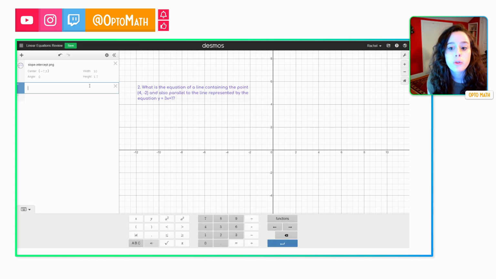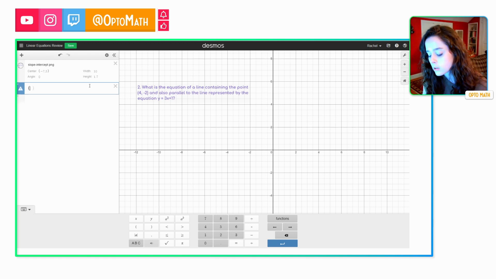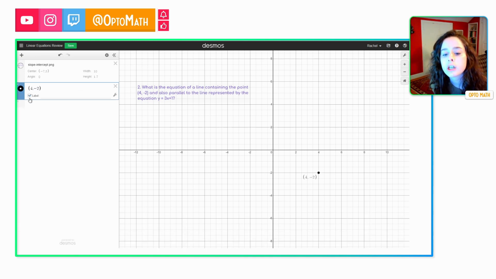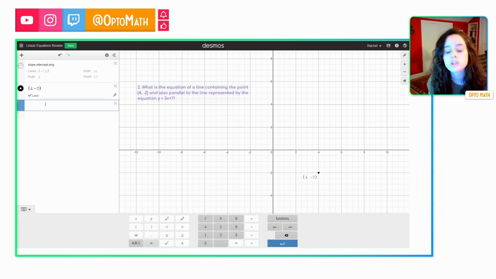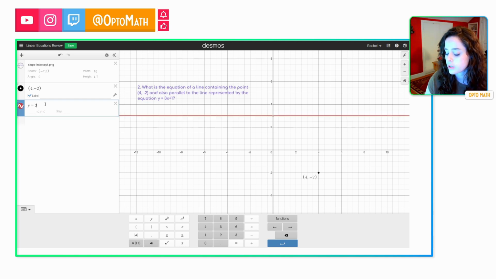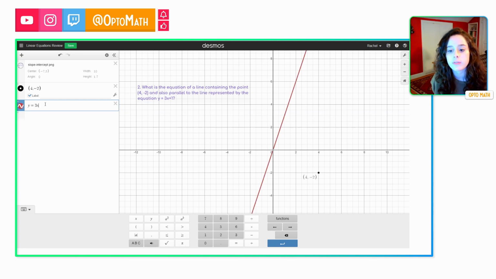So we want to go through the point 4, -2, so we can start by plotting that. And we see that right here, and click label, and it shows that to us. And we want to go parallel to the equation 3x plus 1. So we can start by just putting a slope of 3, and then we can guess and check for our y-intercept. Y equals 3x, so that's parallel to the given equation because it has the same slope.